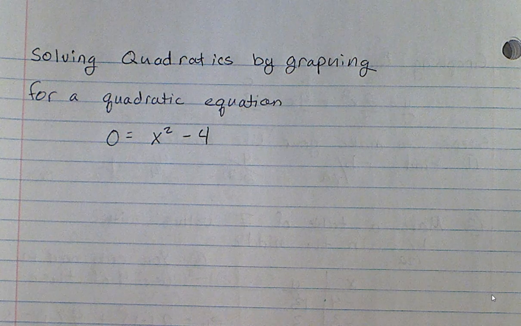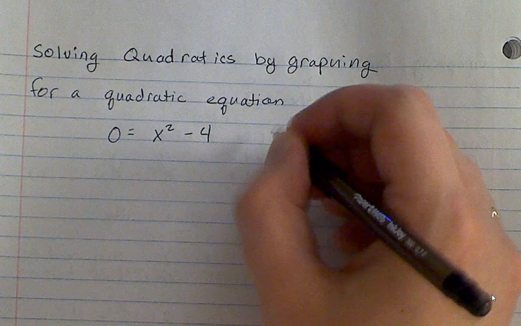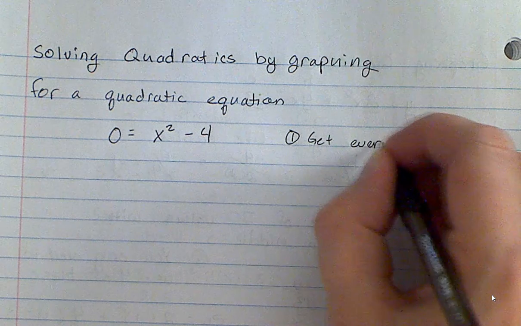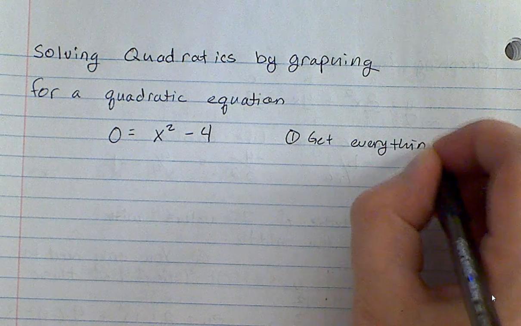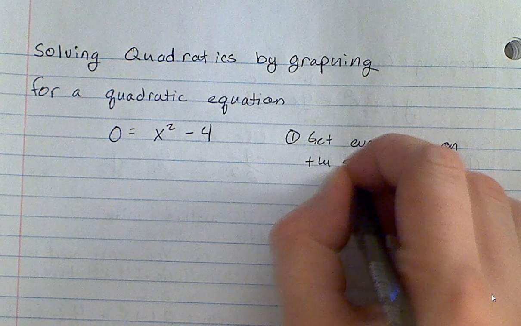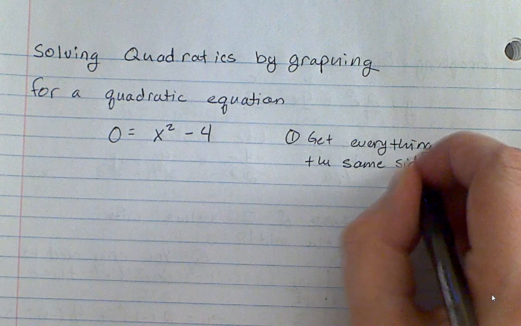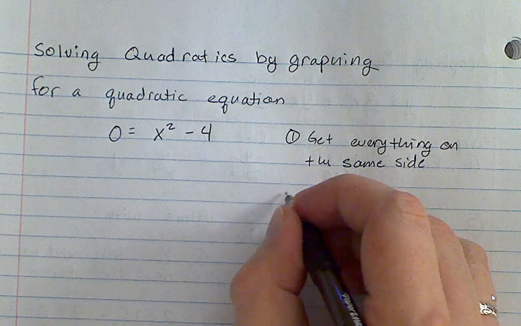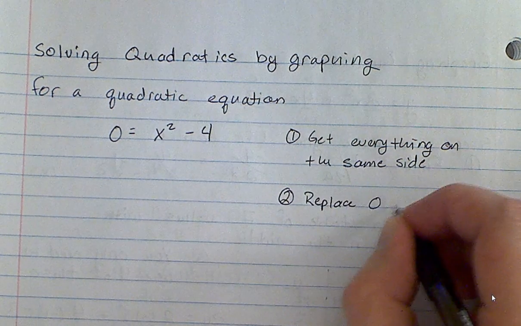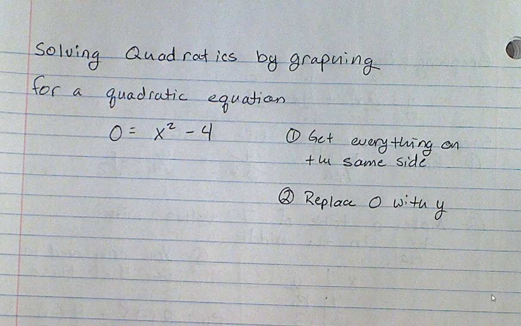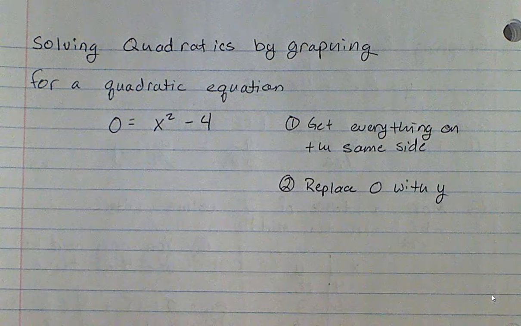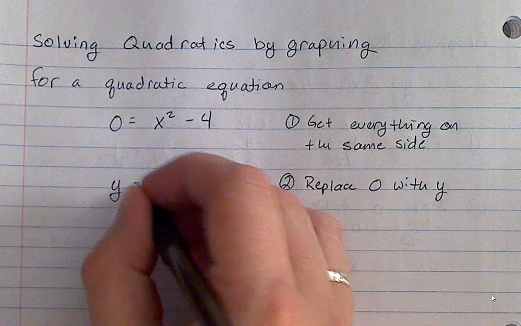In order to solve it by graphing it, what you would need to do is, 1, get everything on the same side. So right now, everything is already on the same side, so you don't have to do anything extra with that. Get everything on the same side so that it's equal to 0. Step number 2 then is you're going to replace the 0 with y. So this is going to go from being 0 equals x squared minus 4 to being y equals x squared minus 4. So y equals x squared minus 4.